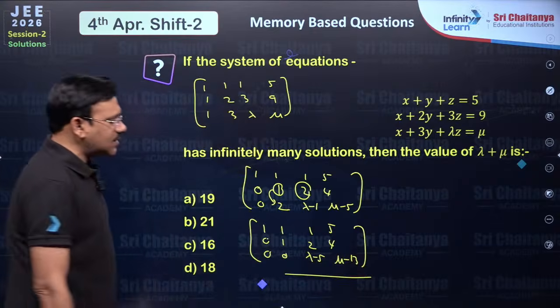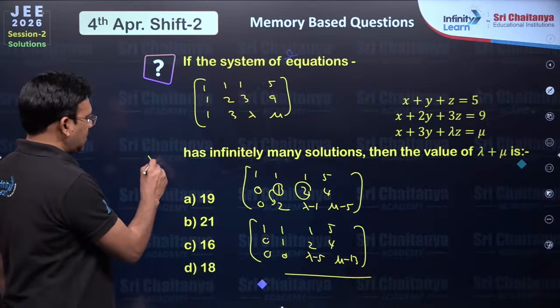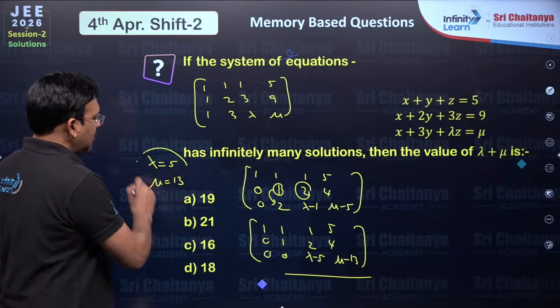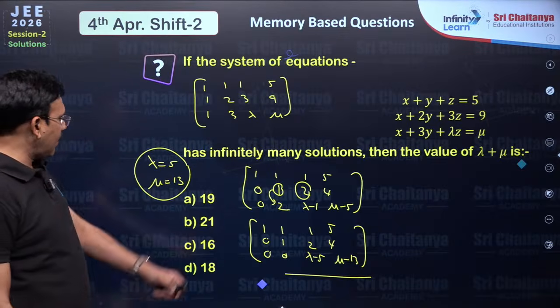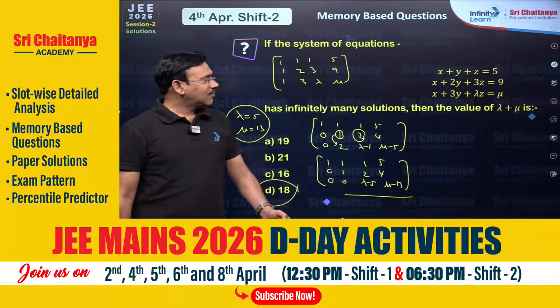In this case, if the system has to have infinitely many solutions, lambda must be 5 and mu must be 13. He is asking us to find lambda plus mu, which is 18. 18 is the answer.